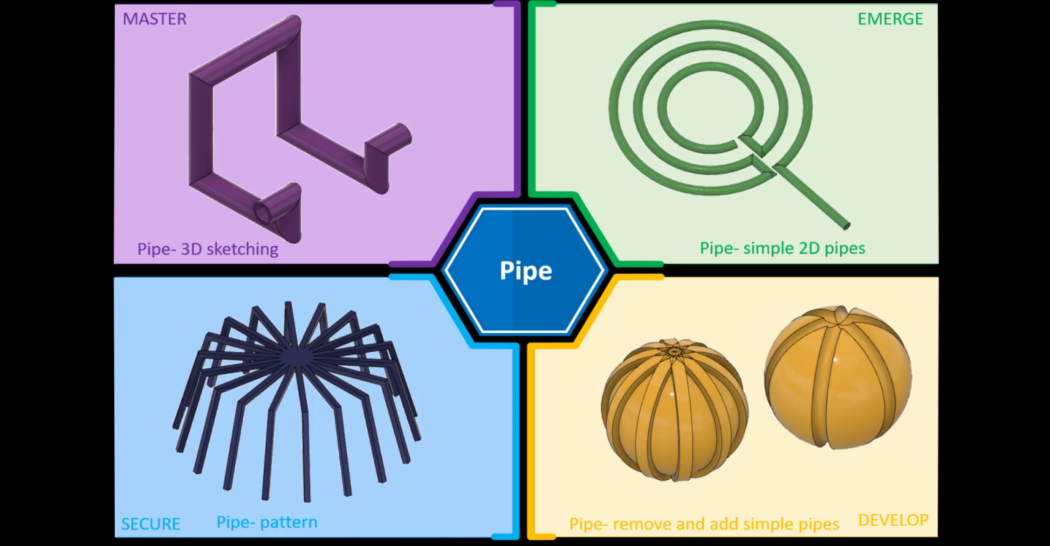Hi and welcome to this Fusion 360 tutorial. Today we're going to look at the pipe feature, and as you can see on the screen on the left hand side, we're going to look at how we can pattern a pipe and also look at how we can use 3D sketching to create more complex geometry.